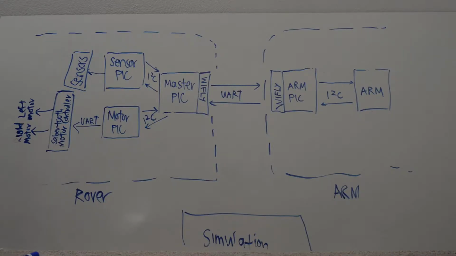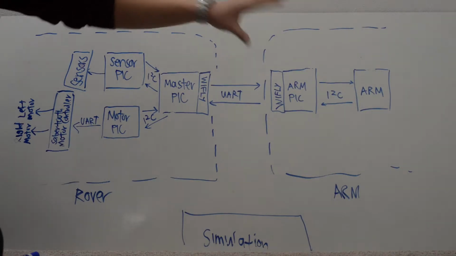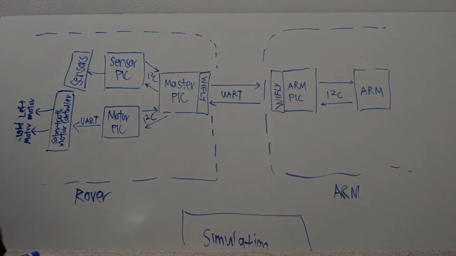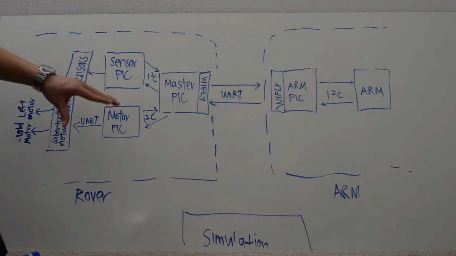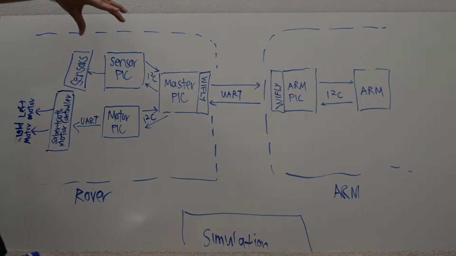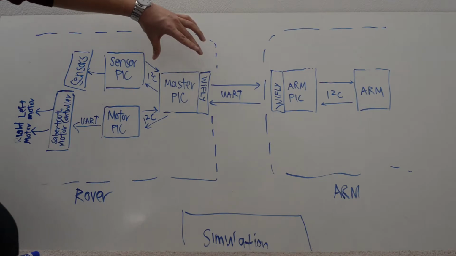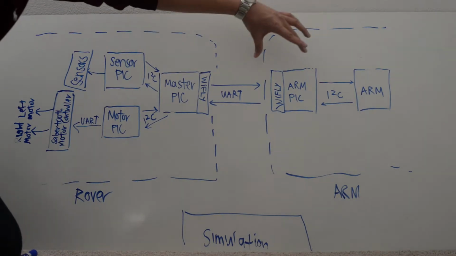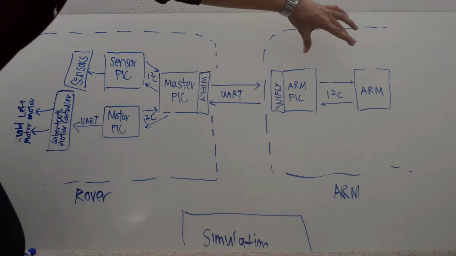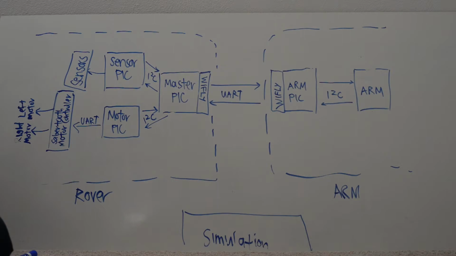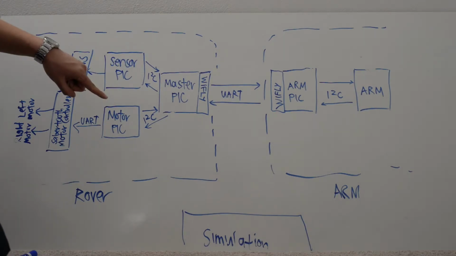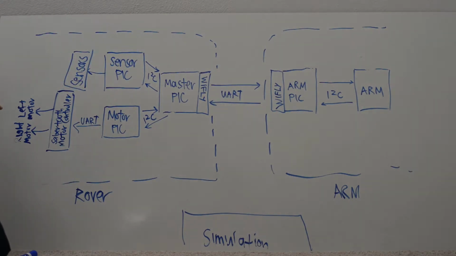Alright, so there are 3 main systems in this design: the rover, the arm, and then simulation. On the rover itself, there are 3 PIC boards: the master PIC, which has 2 slave PICs, the sensor PIC, and then the motor PIC. Once the sensor PIC calculates the sensor data in centimeters, it sends the data to the master PIC using I2C. This sensor data is sent across UART to the arm PIC, which then sends across to the arm using I2C once again. The arm is the brain of the system, which uses the sensor data to send motor commands. These motor commands are sent from the arm all the way back across the system to the motor PIC, eventually to the motors itself, which I'll talk about more later.